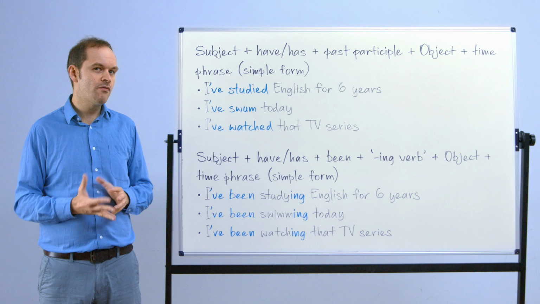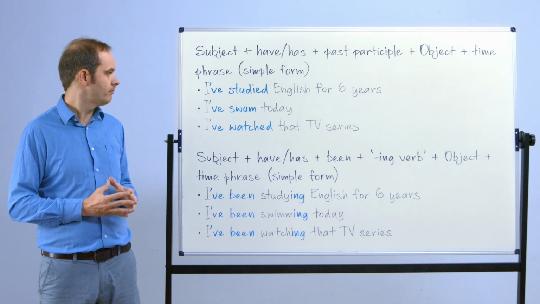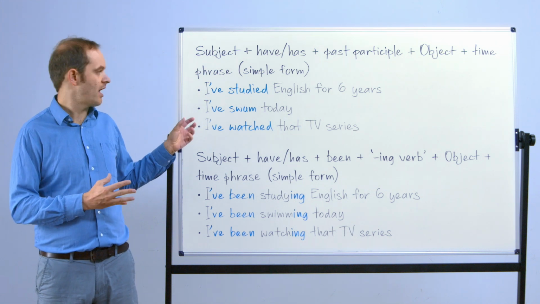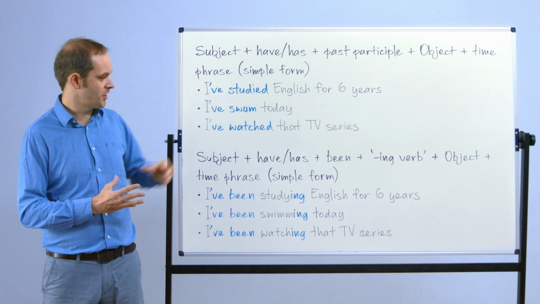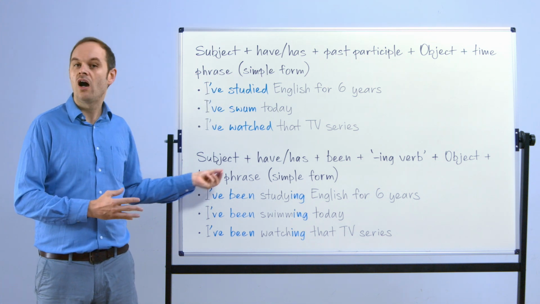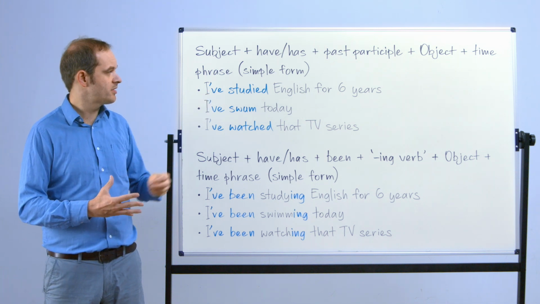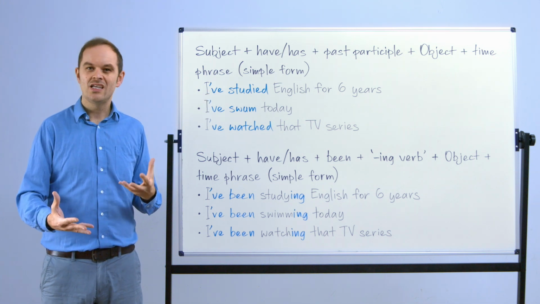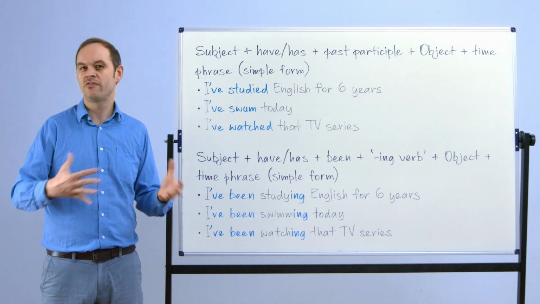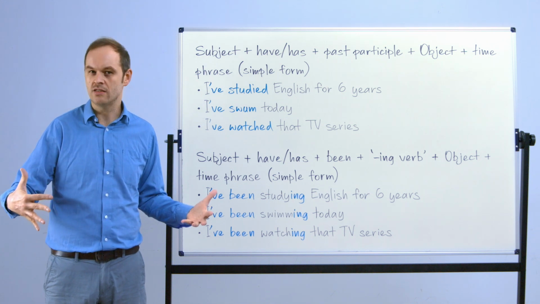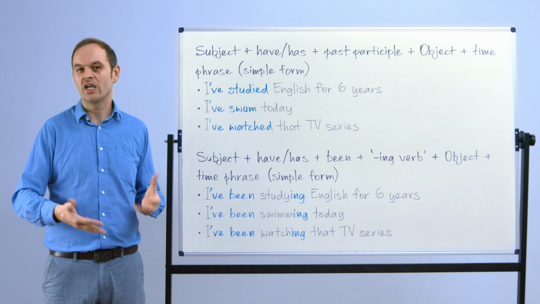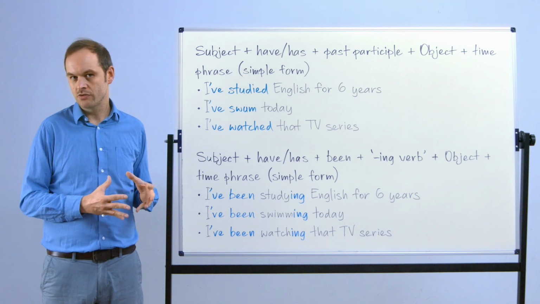So, what's the difference in these two forms? Well, if we look at two sentences together, I've studied English for 6 years, compared to I've been studying English for 6 years. Well, somebody who says I've studied English for 6 years is possibly describing something that has finished. Their studies have completed. They're not continuing anymore with the studying of English.